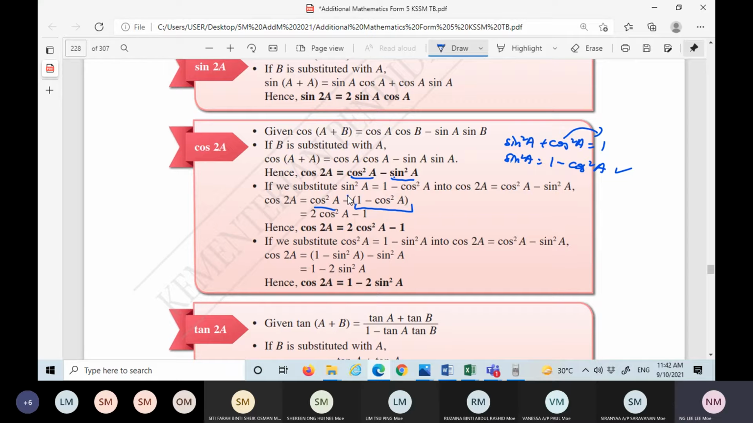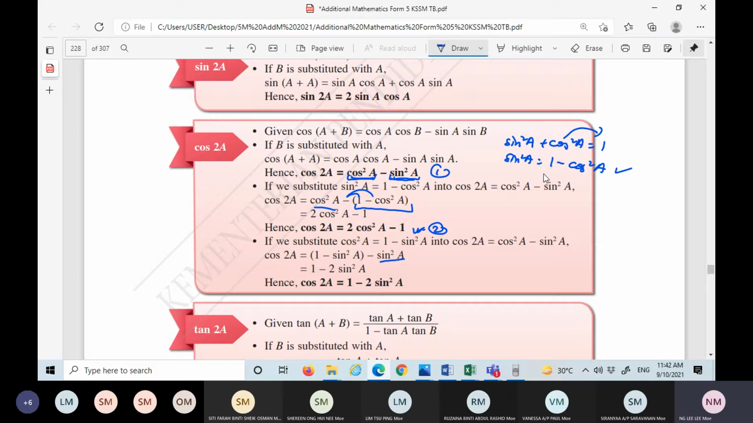So expand it. This one minus 1, this one becomes plus. So this cos square A plus another cos square A, you end up with 2 cos square A, then minus 1. So this is the second formula for cos 2A. This is the first formula, this is the second formula. Now we come to the third formula. For the third formula, it keeps this one, it remains, and changes cos square A in terms of sin square A. Same thing, using the basic identity.